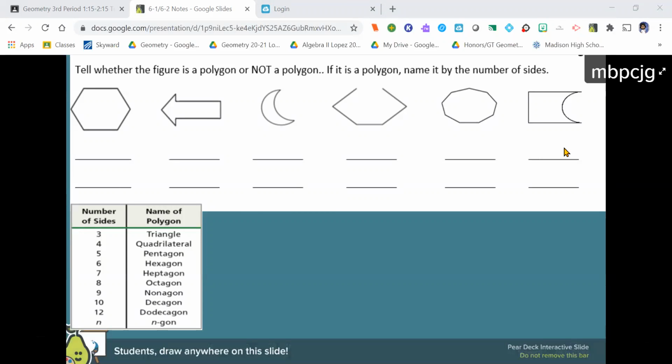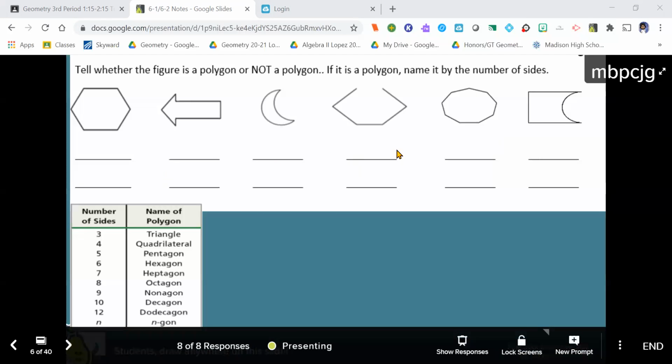So Miss Aleman, I see she did tell me she's a little lost, and I'm sure she's not the only one. So you can answer out loud or in chat. I'm just going to ask you one question, and you just have to say yes or no. Is the first shape a polygon? Yes or no? Yes.